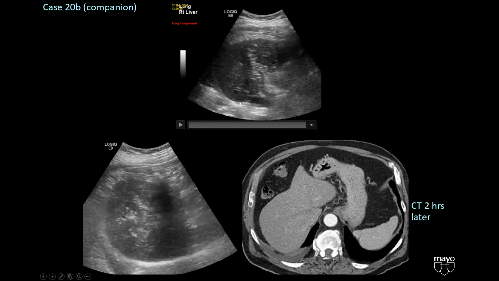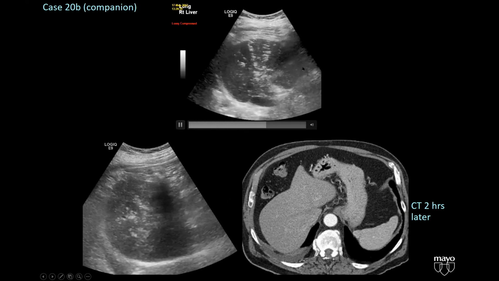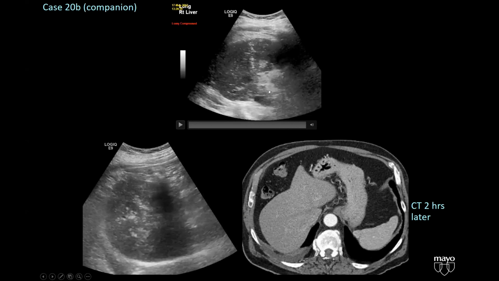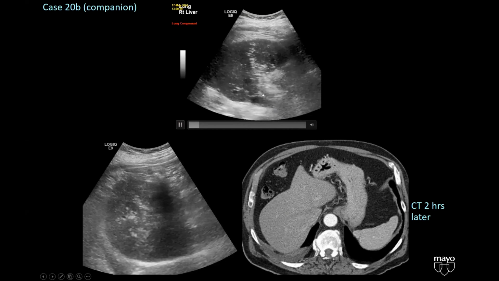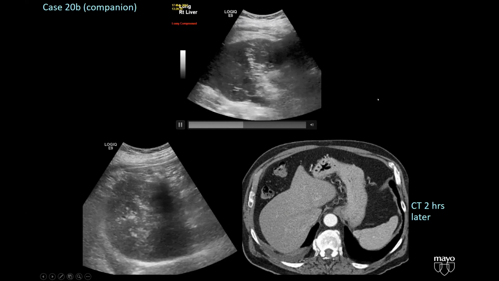Here's another companion case. If we take a look at this, you can see that there's lots of echoes within the parenchyma, as we've seen on the still. And if you look at the portal vein carefully here, you'll see these little things coming through. Put a spectral Doppler on, you'll see these little spikes. They did a CT 2 hours later. They didn't see gas in the portal vein. They didn't see any air in the liver. And they said, you guys were wrong. But we were not wrong. This thing can go away within a couple of hours. So this is a very transient phenomenon for some patients.